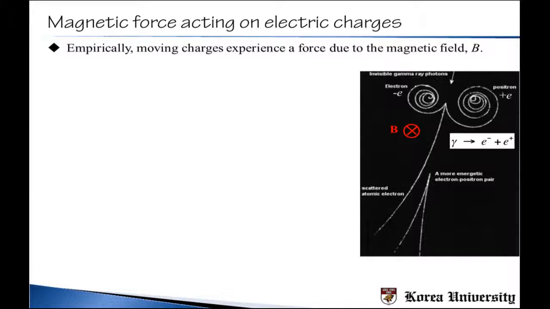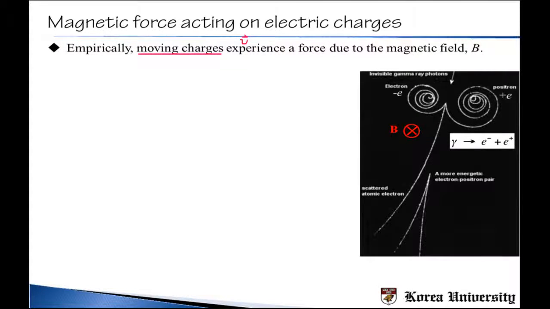Okay, then how about magnetic force acting on electric charges? You know, the electric charges interact directly with the electric field, and as a result, the direction of the Coulomb force was parallel to the direction of the electric field, right? But in the case of magnetic field, they interact with electric charges only if these charges are moving, right? So therefore, this moving means that you have to think about its velocity vector.